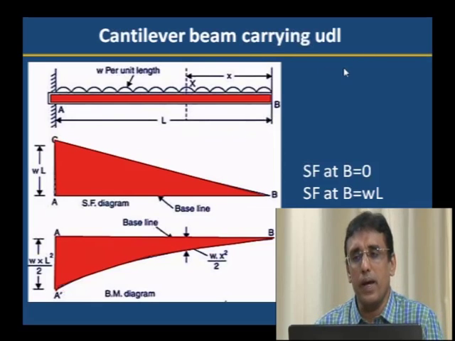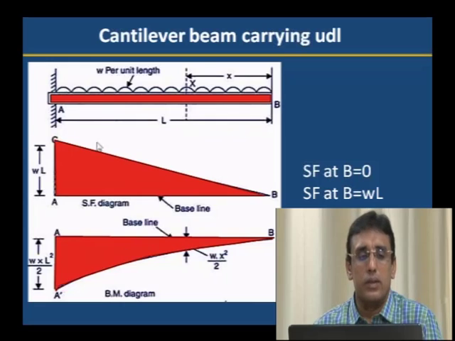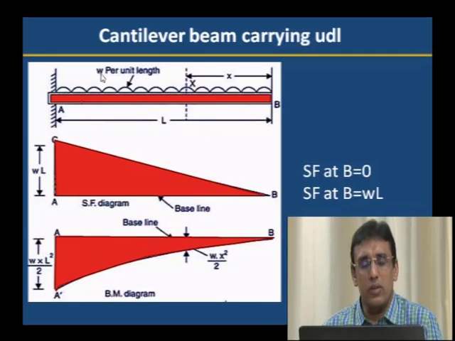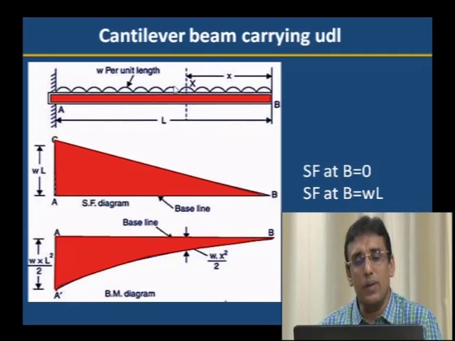Next, cantilever beam carrying a uniformly distributed load. To calculate the shear force and bending moment for the uniformly distributed load, we can convert it to a point load, or while calculating we can multiply the length with the load. Shear force at B: no load is acting, therefore shear force at B is 0. Shear force at A: w is the load per meter and distance is L, so total load from A to B is wL. Shear force at A is wL.